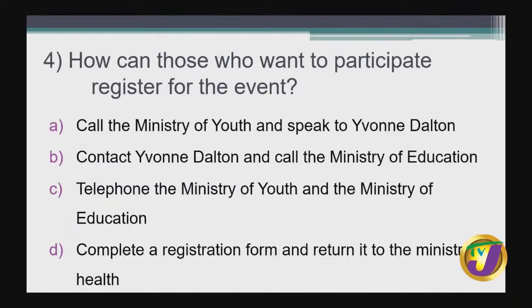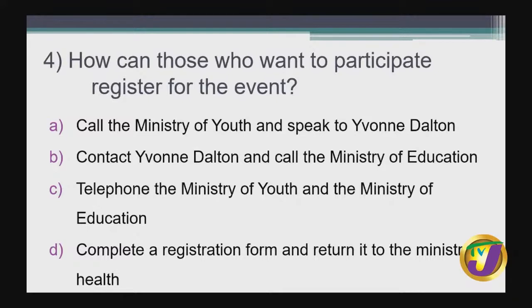How can those who want to participate register for the event? You were given registration details. So what were you supposed to do? Call the ministry and speak to Yvonne Dalton. Contact Yvonne Dalton and call the Ministry of Education. Telephone the Ministry of Youth and the Ministry of Education. Or complete a registration form and return it to the Ministry of Health. So which of those four options were you given? What was the instruction for those of you who would have been interested in attending?